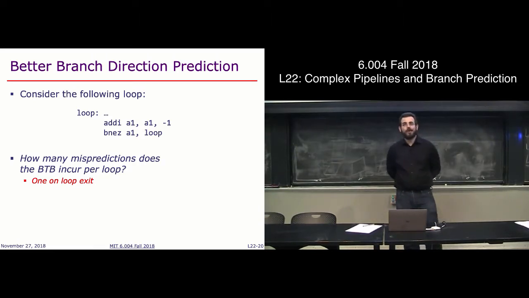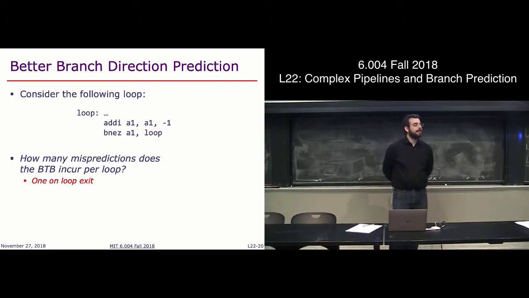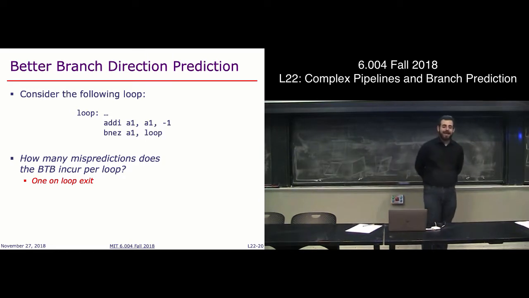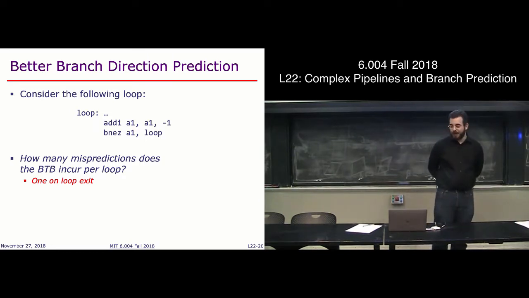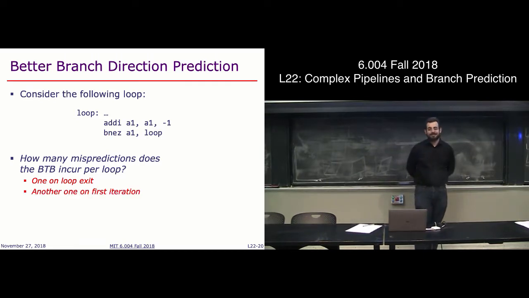But what happens when we go into the loop the next time? Yes? It'll miss again. Exactly. So at that point, we've trained the BTB to say, well, no, this is not taken now. It stopped being taken. And so we're going to take yet another misprediction when we start the loop.